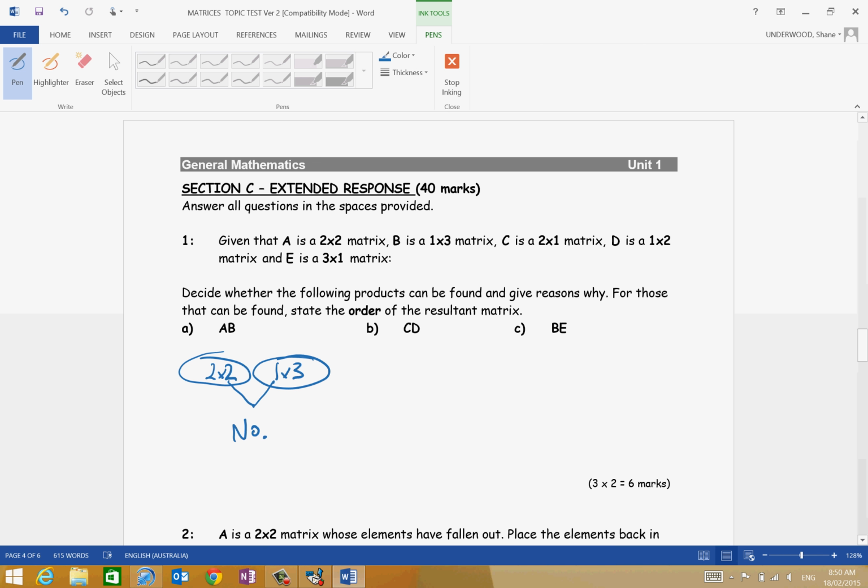But why? Because the columns for matrix A do not equal the rows for matrix B.